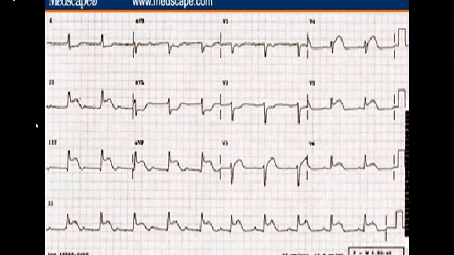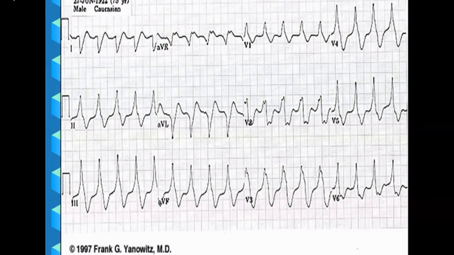So the leads which are opposite to the inferior leads would become negative, just like 1 and AVL, they become negative. V1, I don't know, but V2, you can clearly see the ST depression. So also if you see V3, V5, and V6, these are also elevated. So acute inferior lateral wall MI. This could be its description.